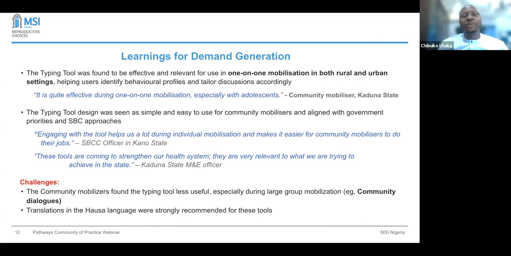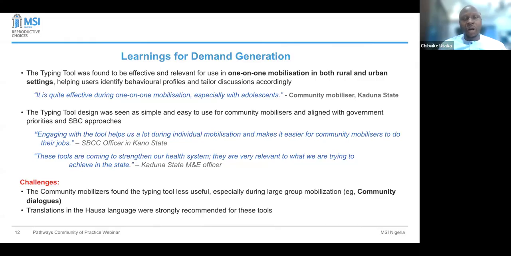So here we are going to be looking at what we found in the field. After a couple of weeks of using this tool in the pilot stage, our team went back to the field to ask questions and meet the users, the community-based mobilizers and the service providers, and these are what we are learning.